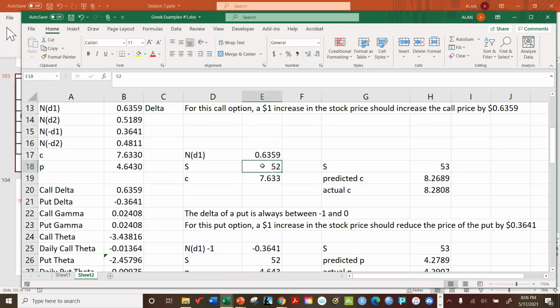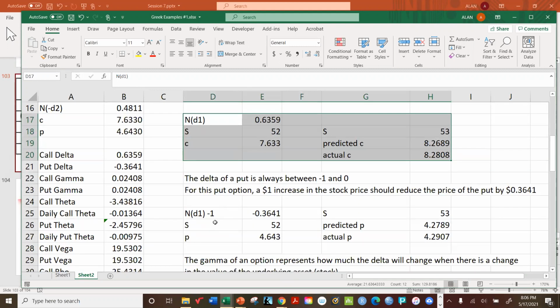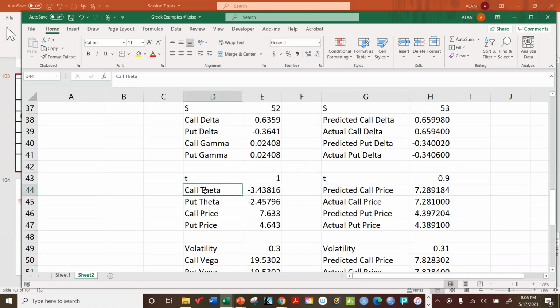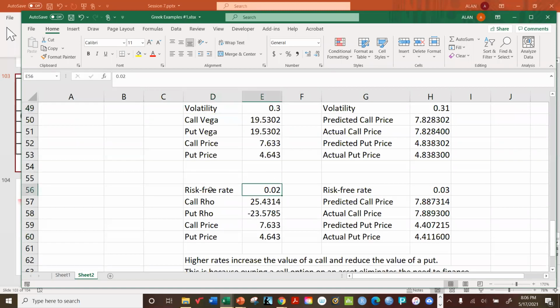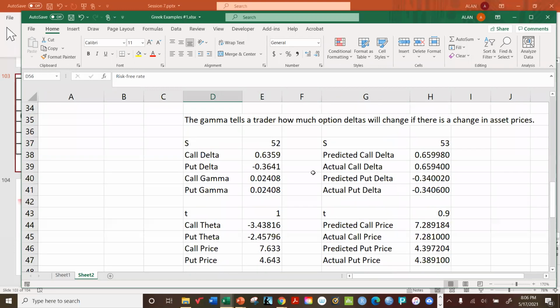I changed the stock price to see how that affected, or actually, I didn't change the stock price except for the delta. But for the others, I changed the underlying variable. For example, down here, I changed time for the theta, I changed volatility for the vega, and I changed the risk-free rate for the rho. The purpose of this was so that I could use the Black-Scholes model to figure out what happens as a result of these changes.